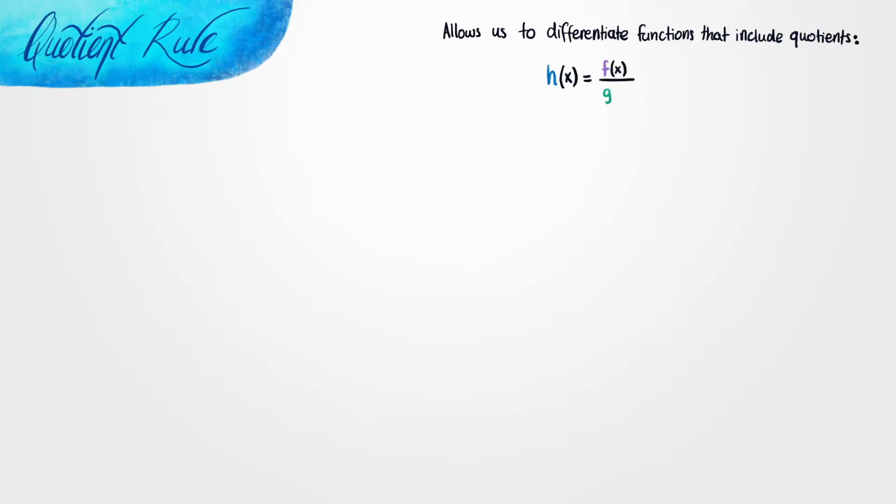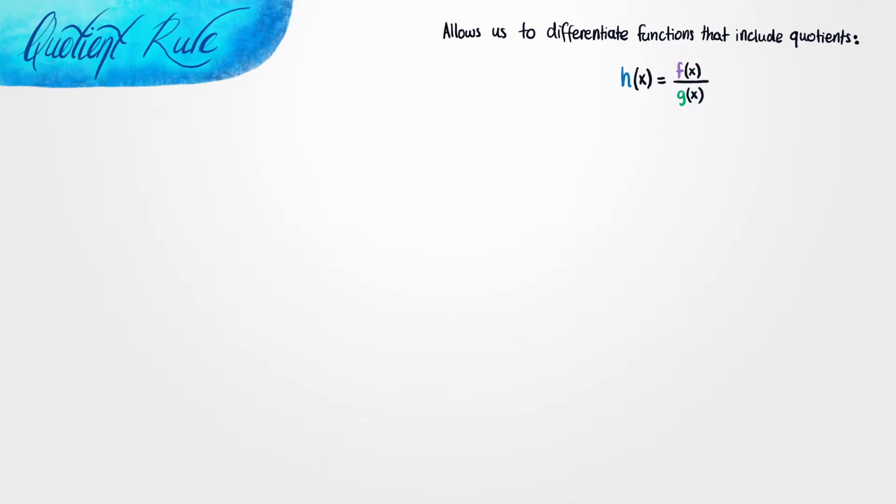In this lesson, we're going to be talking about the quotient rule. The quotient rule is a rule in calculus that allows us to differentiate functions where there are quotients inside of them. To be clear about what a quotient is, it's just when you have a function divided by another function.